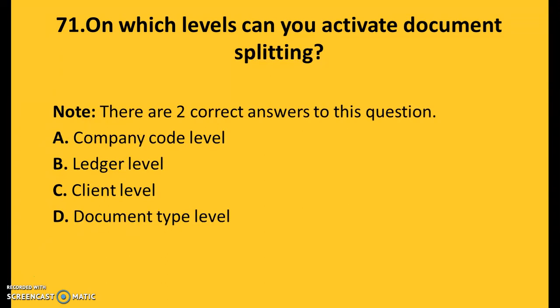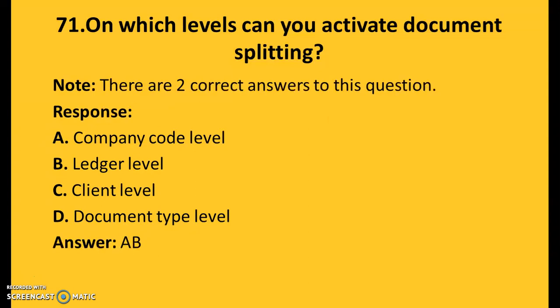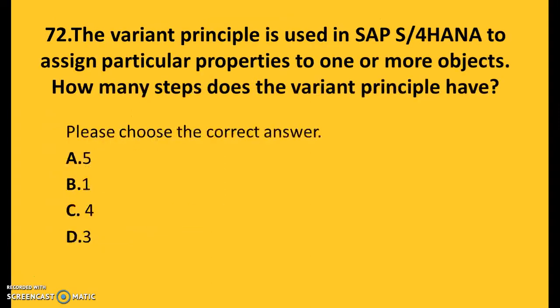On which levels can you activate document splitting? The two correct answers for this: A, company code level, B, ledger level, C, client level, and D, document level, document type level. So the answers are A and B, at the company code level and the ledger level as well.